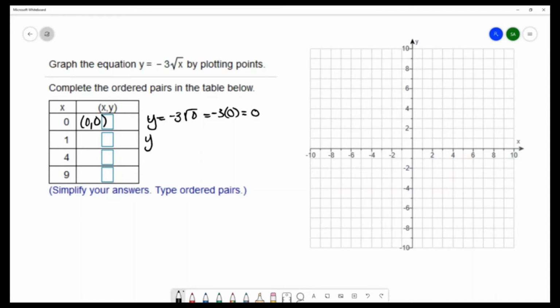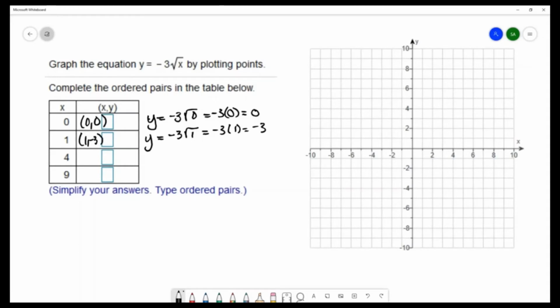The next one is an x value of 1 that gives -3 square root of 1. The square root of 1 is 1, and -3 times 1 is -3. So our next ordered pair is 1, -3.